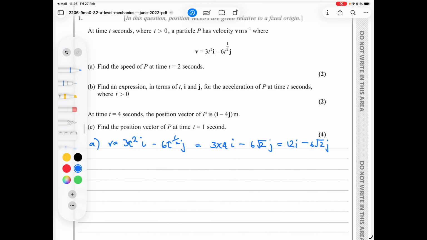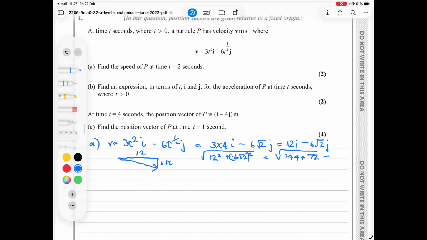Now that doesn't give us a number, does it? But if you think about it, what that's saying is you're going 12 this way and 6 root 2 down. So we're basically going that way. So we need to use Pythagoras: the square root of 12 squared plus 6 root 2 squared. I know it's minus here, but minus 6 root 2 squared would still be the same thing. So that equals the square root of 144 plus 36 times 2, which is 72.